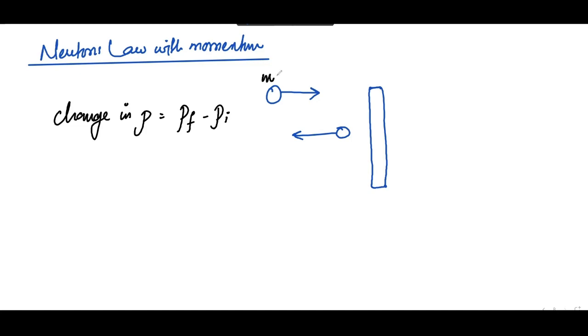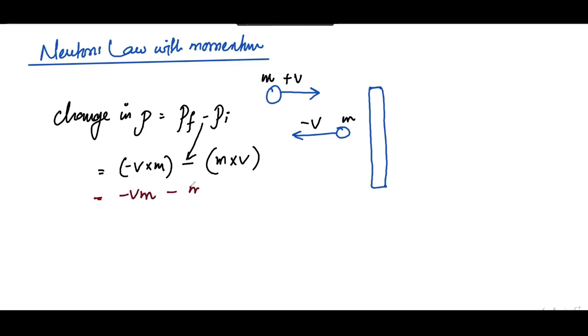So if this is the mass of the object and this is the velocity, and I say that the velocity has not changed, it bounces back with the same velocity. So I'll have to add a negative sign because it's moving towards the left side in this case. And mass remains the same because it's a tennis ball. So my final momentum is negative V multiplied by mass, negative because of the direction, and initial momentum is positive mass multiplied by positive velocity. So what I get is negative Vm minus Vm. So that becomes negative 2Vm. Do we understand this?